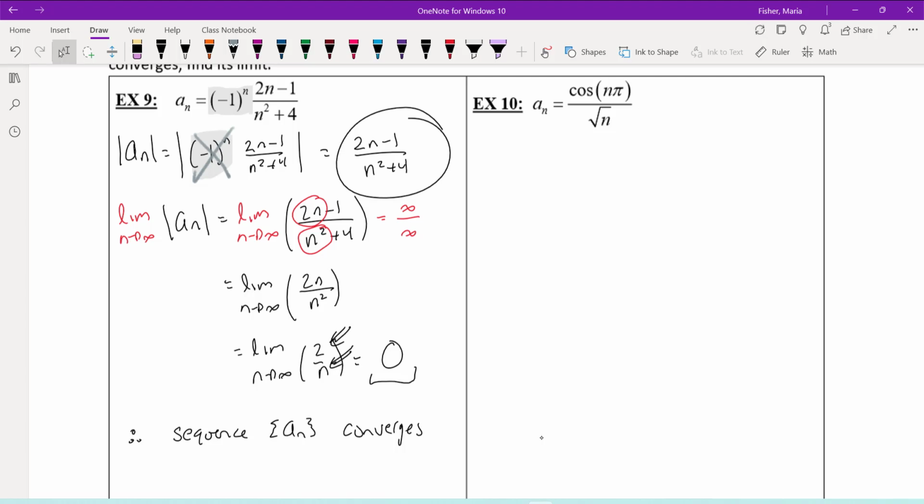What about example 10? In order to figure out if it converges or diverges, we need to find the limit as n goes to infinity of, in this case, cosine of n pi over the square root of n.